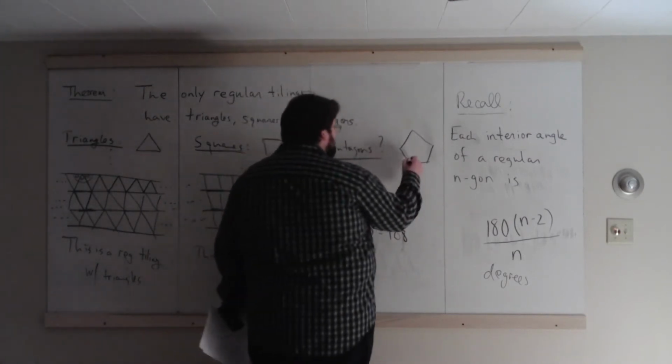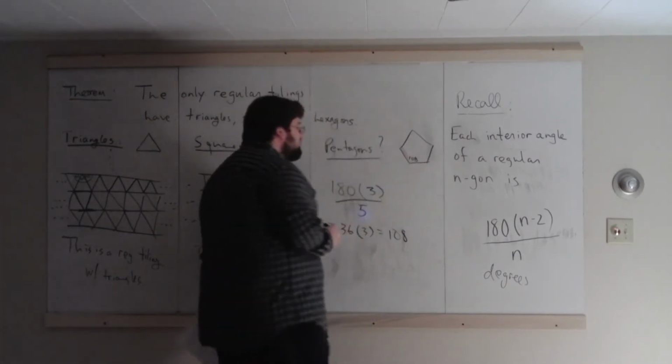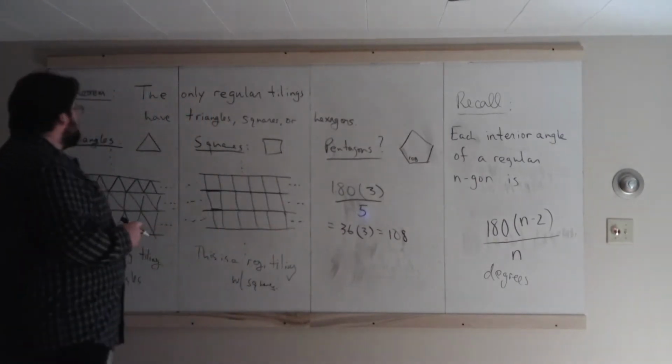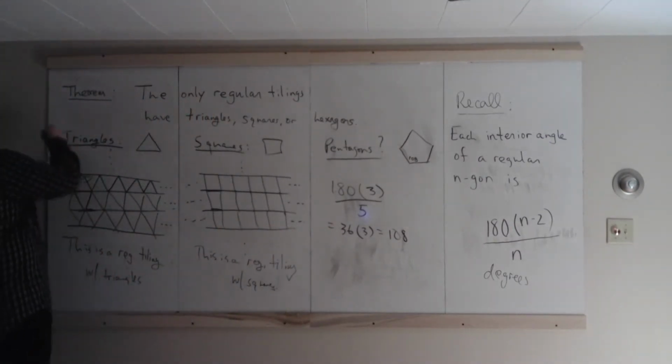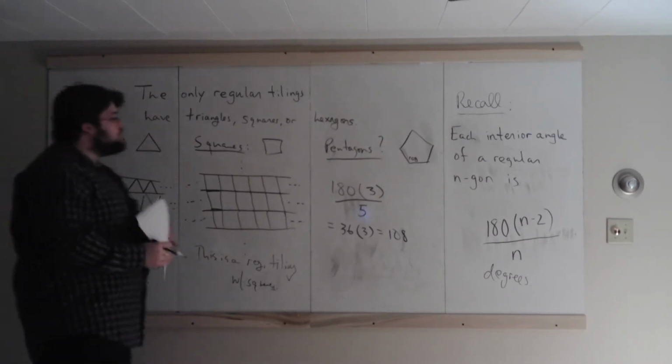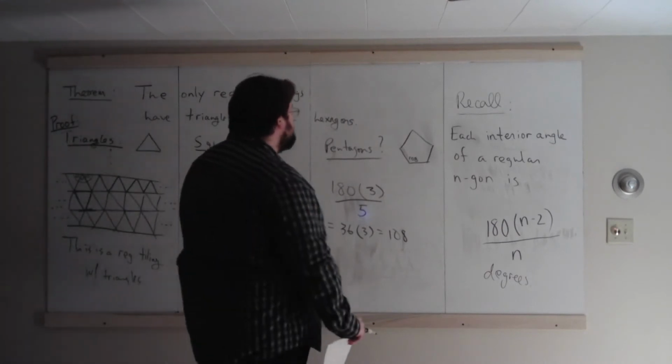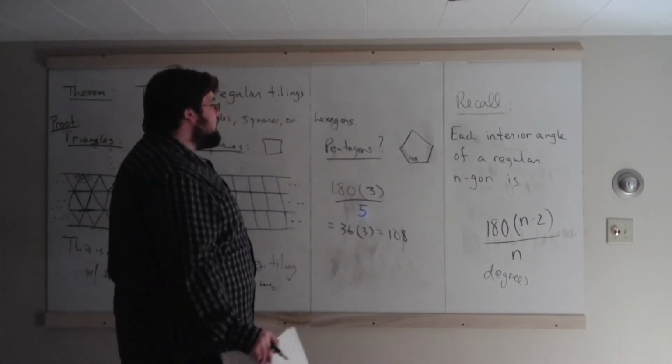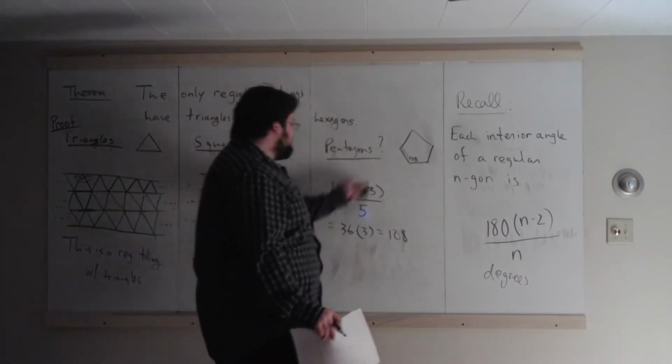So there is our first observation for this proof. Maybe I should have written proof. I don't think I've written proof yet in this class. Maybe I have, I don't know. Let's call it a proof, because it is a proof. So, first observation, a pentagon's angles are all 108.